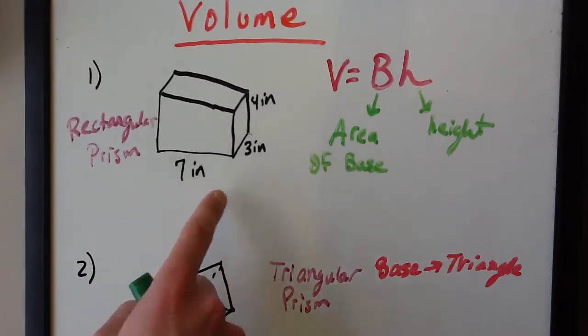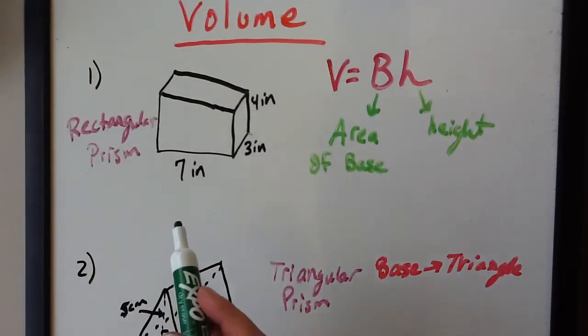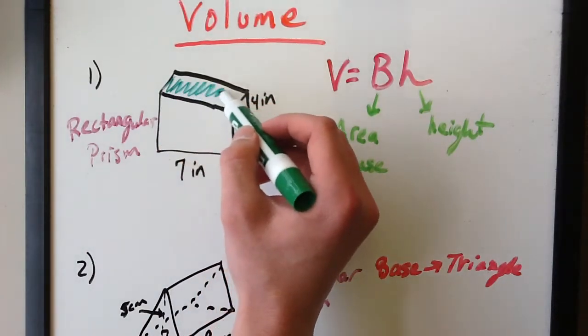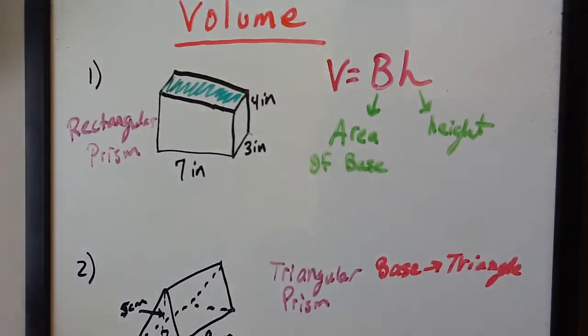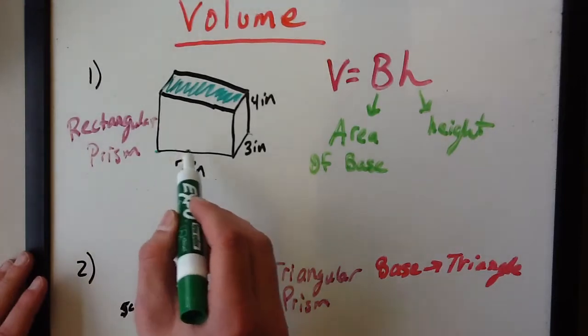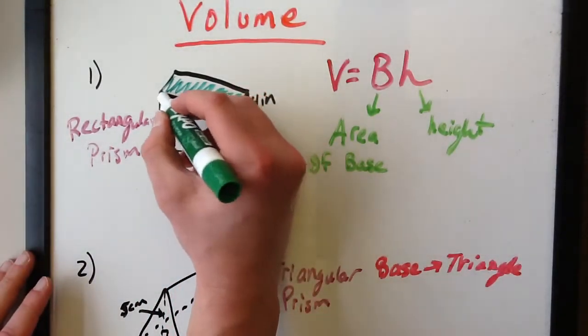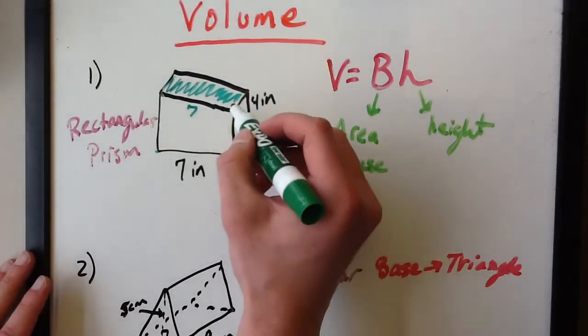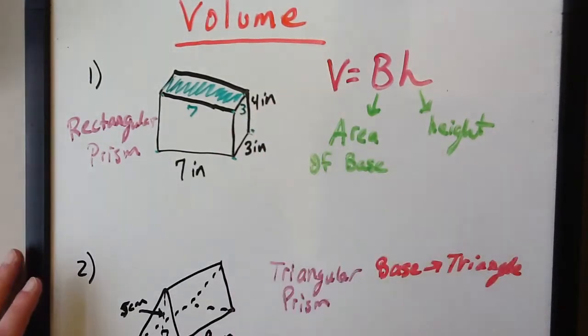So here's number 1. We have a rectangular prism. The base of this is a rectangle, right? I could say this rectangle right there is the base, which is the same as the bottom. So from here to here is 7, so I know that from here to here is 7 inches. And if from here to here is 3 inches, I know from here to here is also 3 inches.